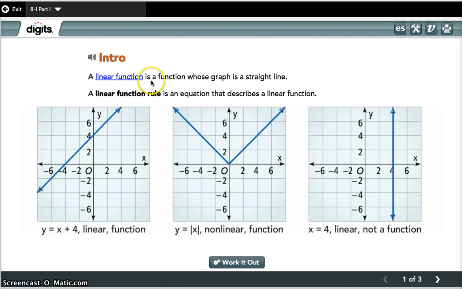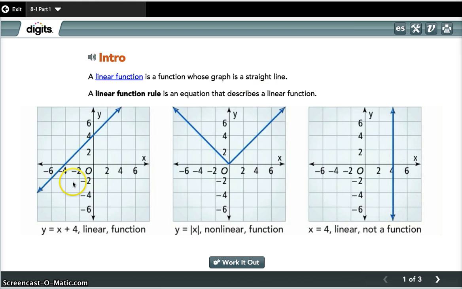However, there's one more rule about functions. Functions cannot be straight up and down. They don't mention that, but they do tell you here that it's not a function. So I did want to tell you, a linear function is a function whose graph is a straight line and is not vertical, up and down. It can be horizontal. It can go left to right. It just cannot be vertical. So you might want to add that to your notes: a linear function is a graph that is a straight line and is not vertical, meaning going up and down.